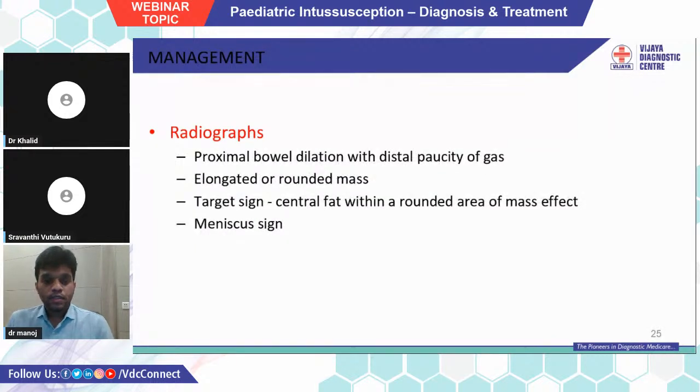Then radiographs, what are the findings that we see in radiographs? They are proximal bowel dilatation till the level of the intussusception, and then there will be paucity of the bowel gas distally. We can see an elongated or rounded mass, a target sign with a central radiolucent, hypodense central fat with a rounded area of mass effect, which is actually very difficult to see. And we can also see something called the meniscus sign.